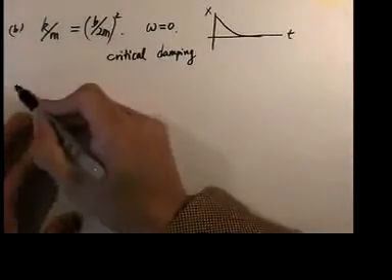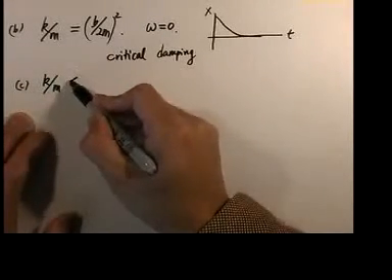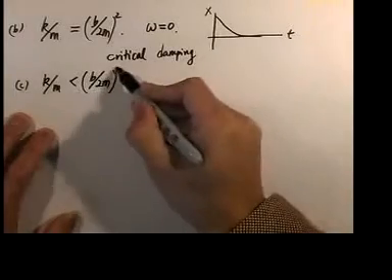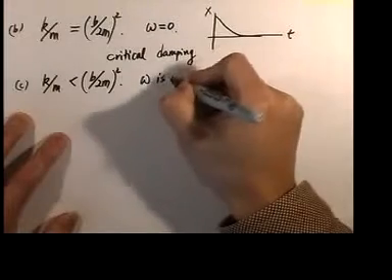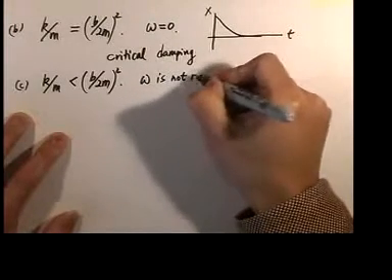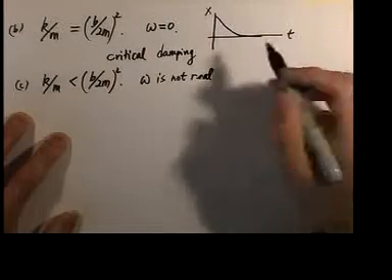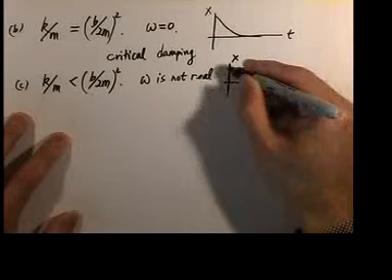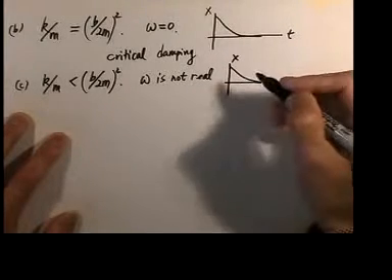Okay, now third case. What if k over m is less than b over 2m squared? Okay, so in this case, omega is not real. There is no oscillation, and so what you have here is just x and t. It just goes down like this, monotonically. It does not oscillate at all.